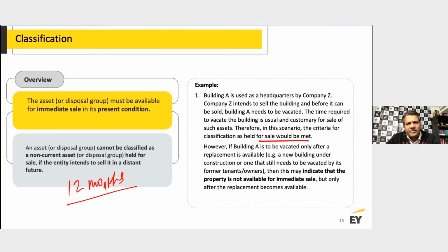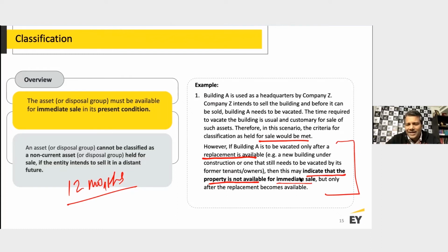Now, if I change the fact pattern slightly, however, building A is to be vacated only after a replacement is available. Now you've added a condition, my friend. If it is only after a replacement is available, then this may indicate that the property is not available for immediate sale, but only after the replacement becomes available. That means it's not available for immediate sale. So then you can't classify this as held for sale.